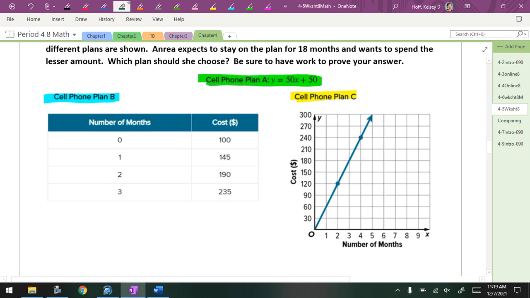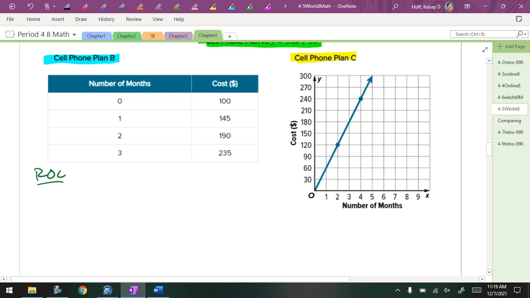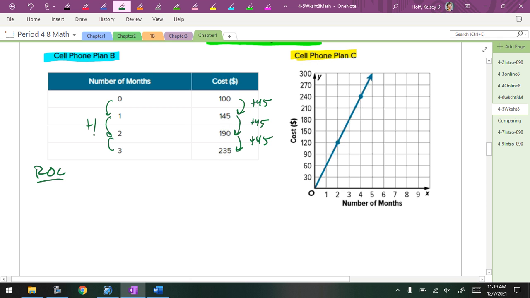Plan B. How am I going to find my rate of change here? Okay, you can find 2 points, but remember in a table, don't forget this. You could do the swoops, right? Do you remember that? What's my change from 100 to 145? Plus 45, 145 to 190, 190 to 235. And your months goes up by ones. Which one goes on top? Which is cost. So 45 over 1, or in other words, 45.